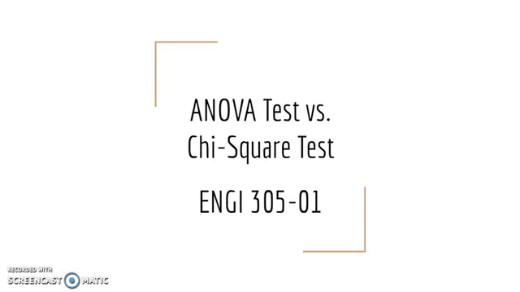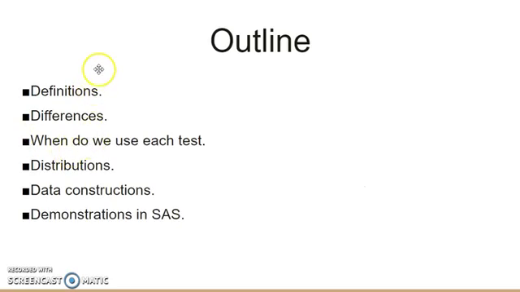In this presentation, our group is going to talk about ANOVA test versus chi-square test. First, we're going to talk about the definitions, the differences, when do we use each test, distributions, data constructions, and we're going to demonstrate each test in SAS.